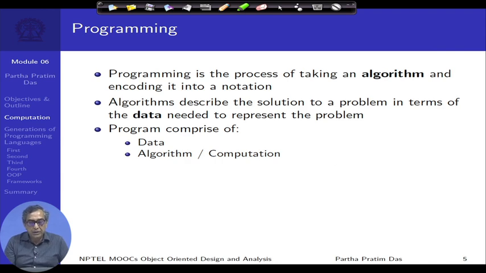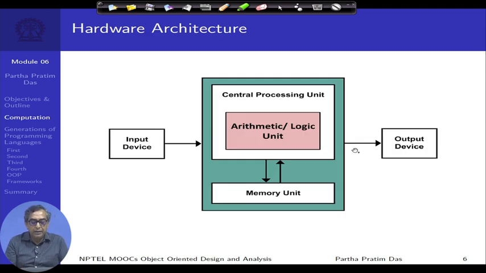So, certainly the first aspect that we are trying to address is computation, which is commonly known as programming, which is a process of taking an algorithm, that is a well defined sequence of steps, and encoding it into a notation, which we typically say is a program. The notation has to belong to one well defined programming language. The algorithms describe the solution to the problem in terms of the data that need to represent the problem. So, we can say that the program typically consists of data, and an algorithm or computation.